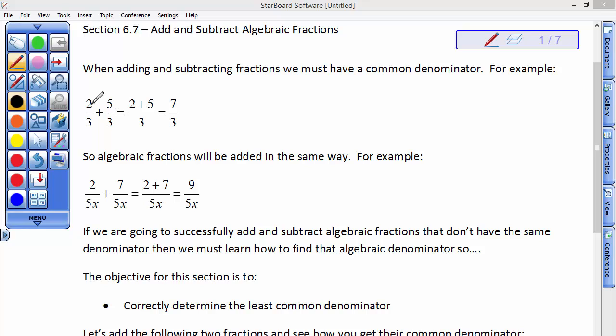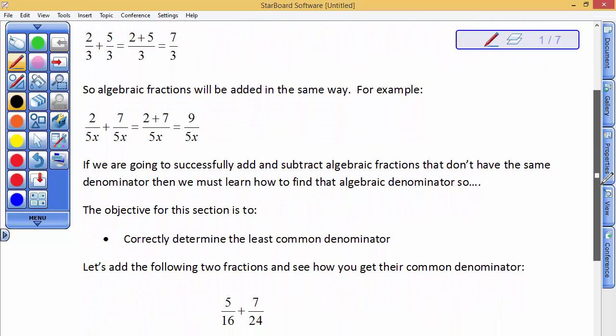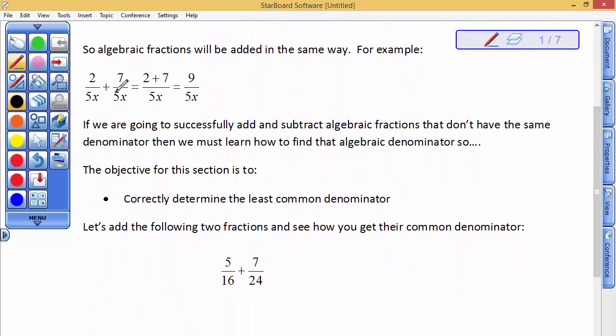So if you want to add 2/3 and 5/3, you're golden, because they're broken into equal parts, thirds, and you get to just add the numerators and get 7/3 for a solution to this problem. So if I'm adding and subtracting algebraic fractions, if they have the same denominator, then I can go ahead and add their numerators, and if there are like terms, I'll go ahead and put them together over that common denominator.